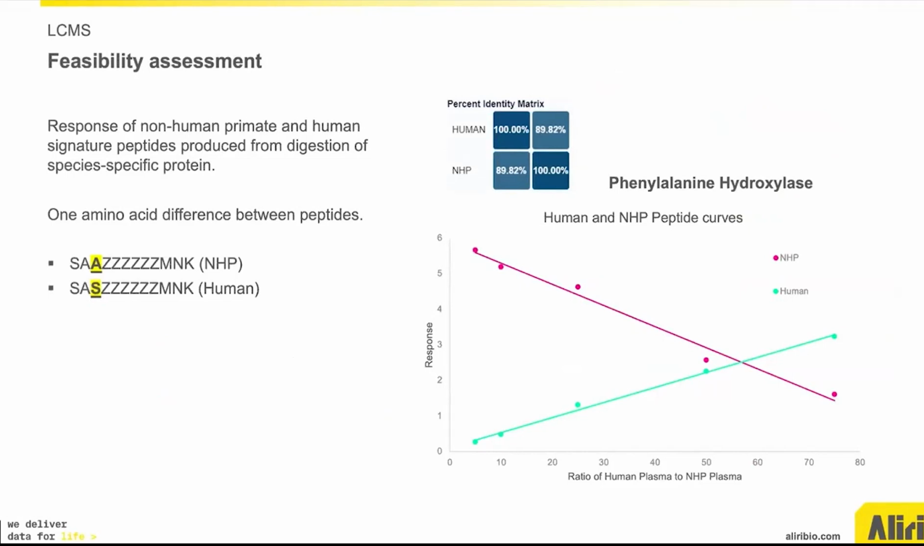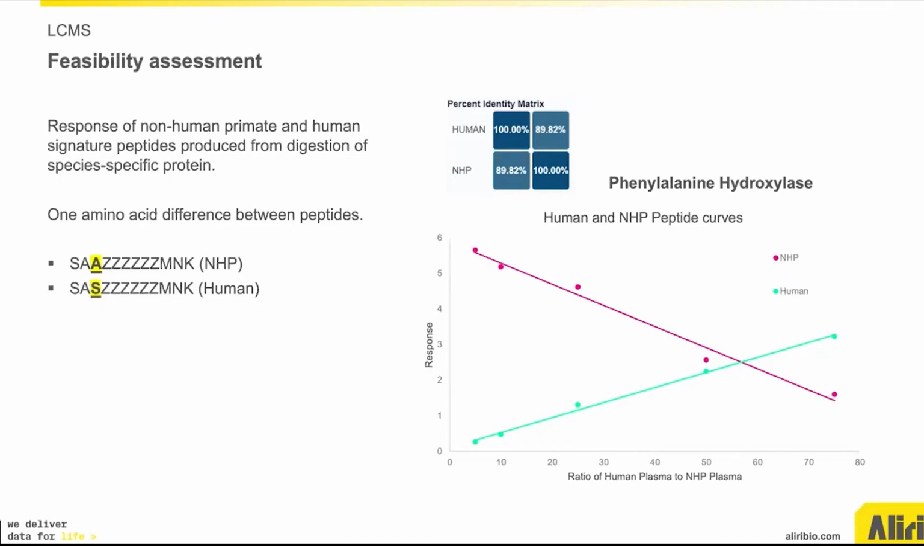This is an enzyme that converts phenylalanine to tyrosine, and we chose this one in particular because the human and NHP versions are incredibly similar with almost 90% identical FASTA sequences. By selecting a signature peptide that is different, and in this case it was different by only a single amino acid, we were able to quantify the mixed plasmas to identify which one had more human and which one had more NHP contributions.